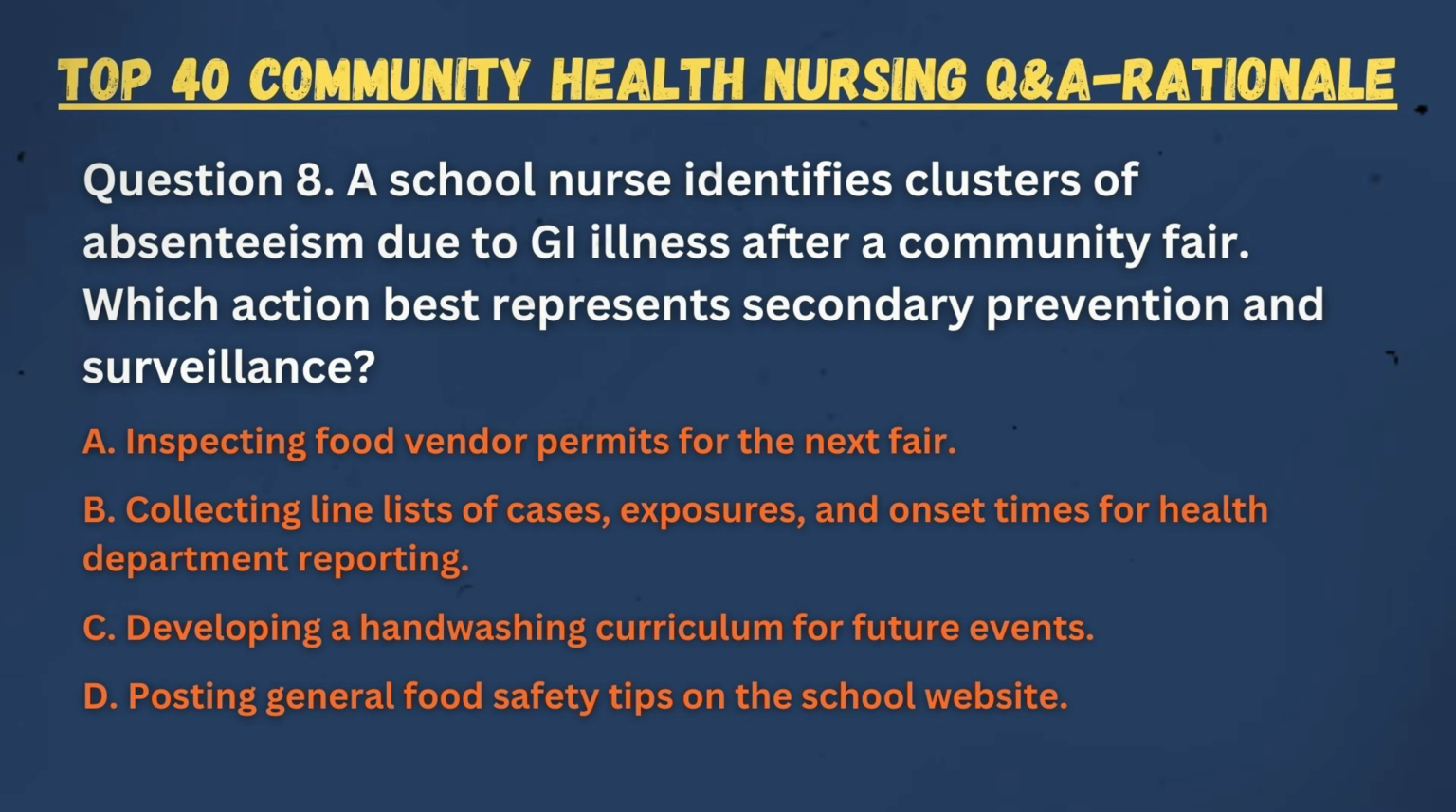Question 8. A school nurse identifies clusters of absenteeism due to GI illness after a community fair. Which action best represents secondary prevention and surveillance? A. Inspecting food vendor permits for the next fair.